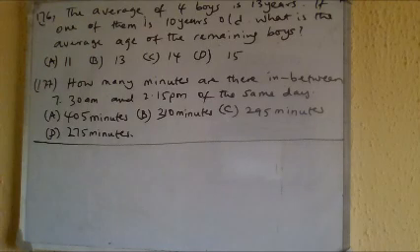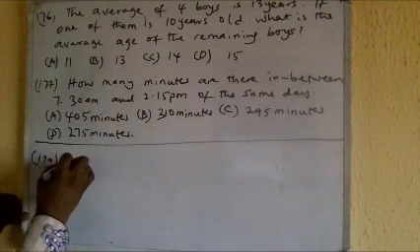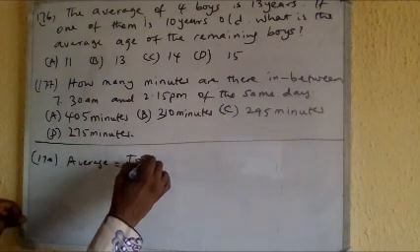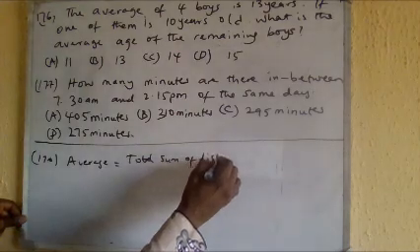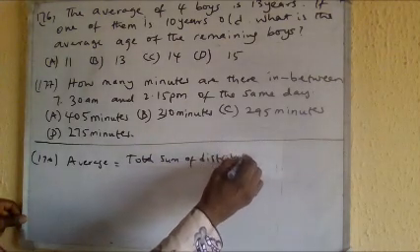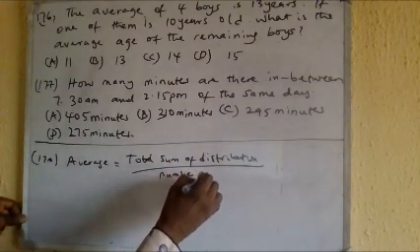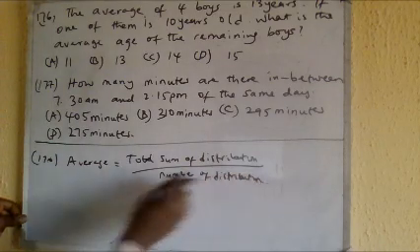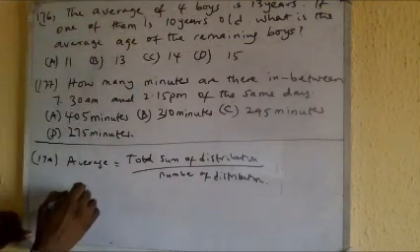The average is equal to the total sum of distribution over the number of distribution. Okay, so we are given the average already for 4 boys as 13 years. So that average is 13.